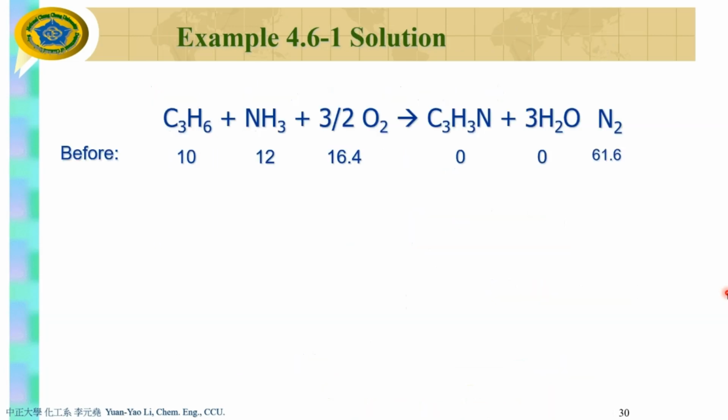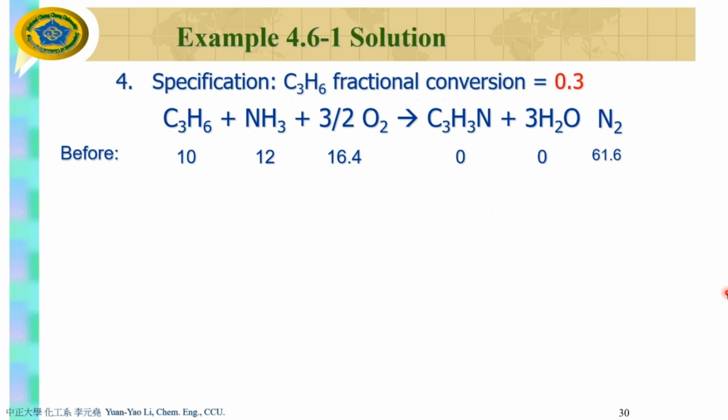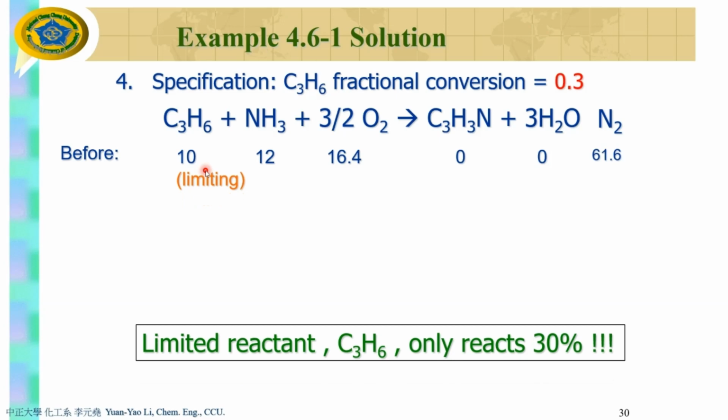Okay, and then the text tells us that the specification is that for C3H6, the fractional conversion is only 30%. Actually, that means what? 10 moles only consumes 3 moles, right? It's the limited reactant, so the limited reactant only reacts 30%.